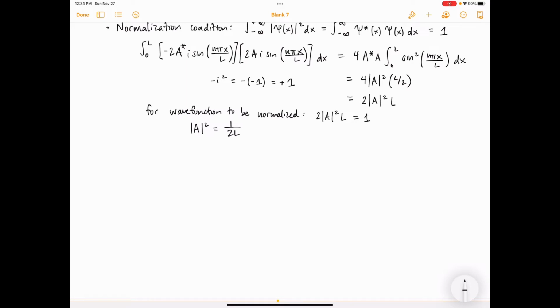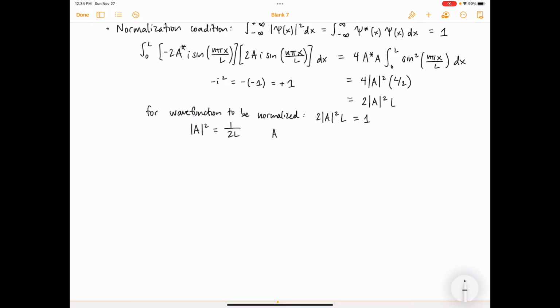All right, so what could A be equal to in that case? You're probably thinking just take the square root and that's it. But I'm going to write A like this, which may seem a little weird, but you'll see why in a second. I'm going to say A is minus i times the square root of 1 over 2L. Now, remember, A could potentially be a complex number. All we know is that A squared is equal to 1 over 2L.